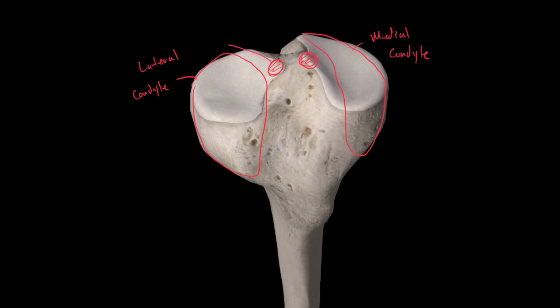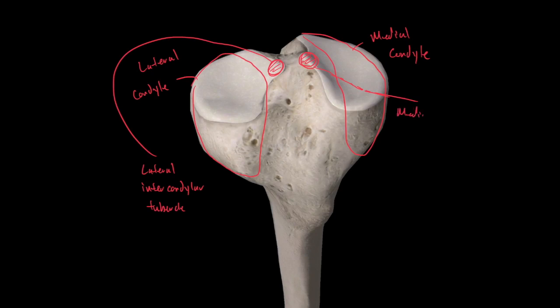So this one right here is going to be the lateral intercondylar tubercle of the tibia, and this one's going to be the medial intercondylar tubercle of the tibia. Between the 2 tubercles, we have another region where this kind of star is.